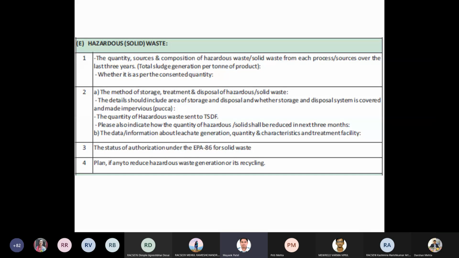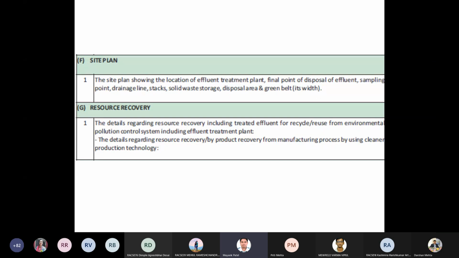and if you have any plan to reduce the hazardous waste generation or its recycling, then you need to put the details thereof. Then the site plan showing the location of effluent treatment plant, final point of disposal of effluent, sampling point, drainage line, stacks, solid waste storage, disposal area, even green belt details. If it is present in your company, then the details thereof, right. So that is regarding the site plan.